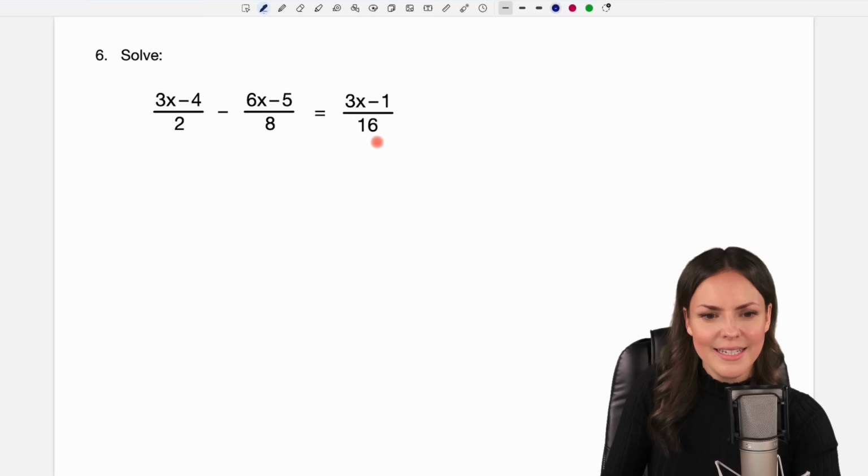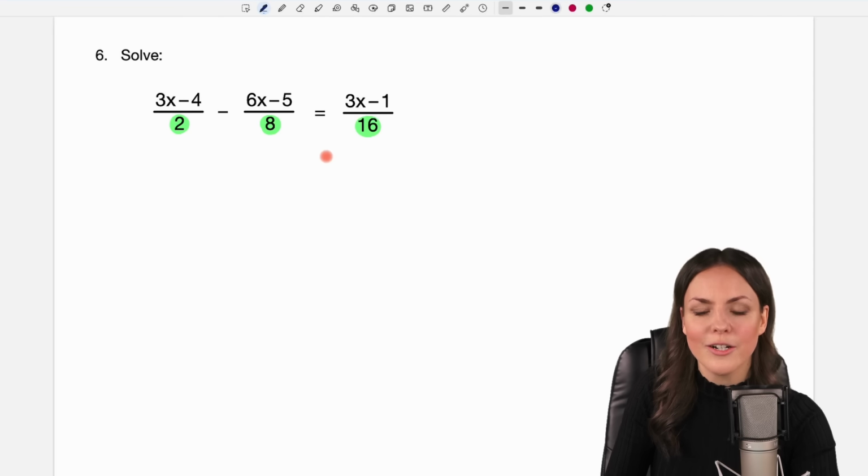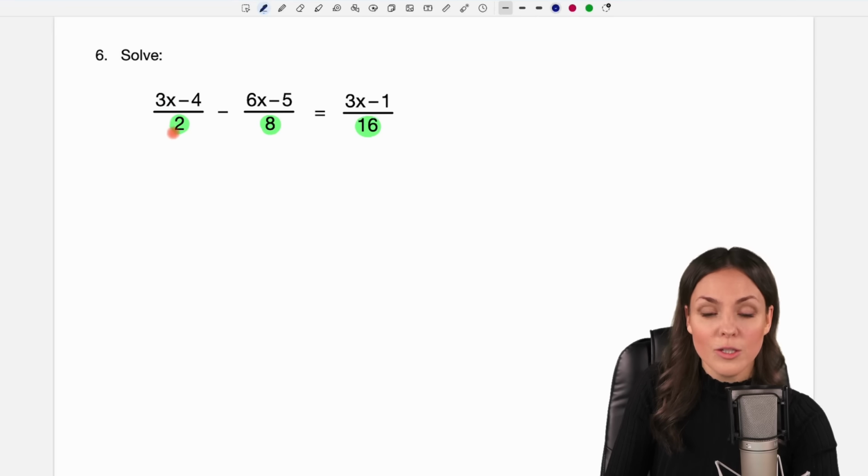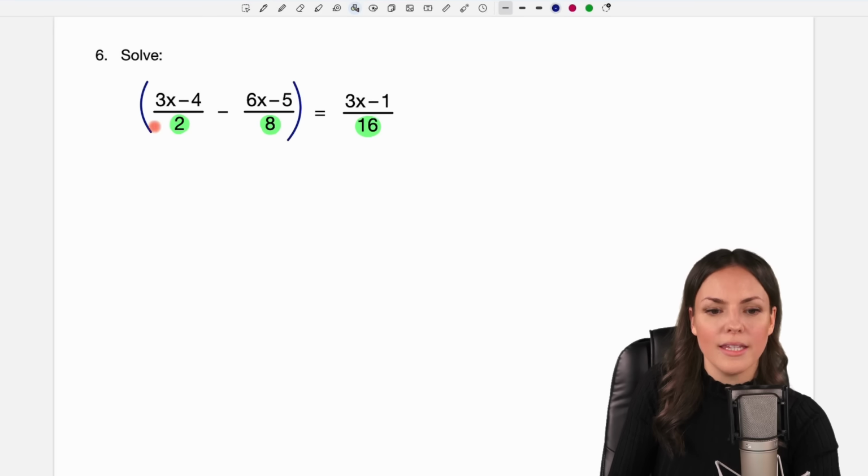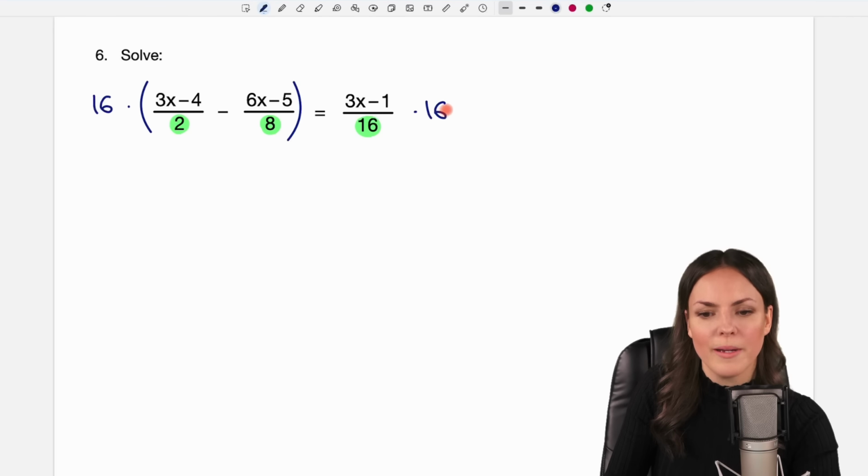Okay, we can do that. We have fractions in here. But if we take a look at the denominators, these are only numbers. So if we want to get rid of the fractions, we just have to find a common denominator and multiply the entire equation by this common denominator. So let's search for a number that is divisible by 2, divisible by 8, and also divisible by 16. We can take the 16. That works. So let's take the 16 and multiply the entire left side by 16, and the same on the other side, also multiply by 16.